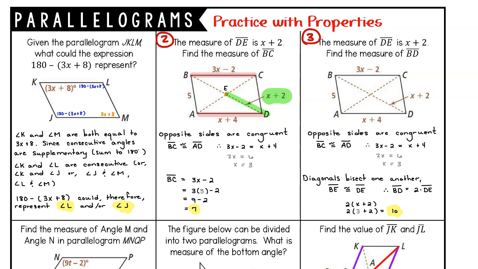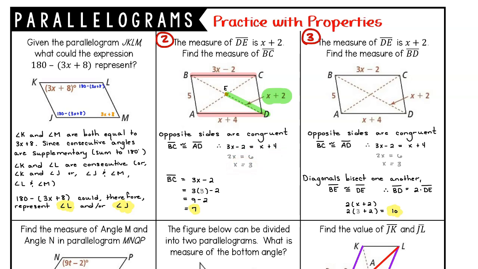So that means that we can set up a little equation. 3x minus 2 is equal to x plus 4. If we solve this equation, we can subtract x from both sides of the equation. This gives us 2x equals, we'll add 2 to both sides, 2x equals 6, or x equals 3.